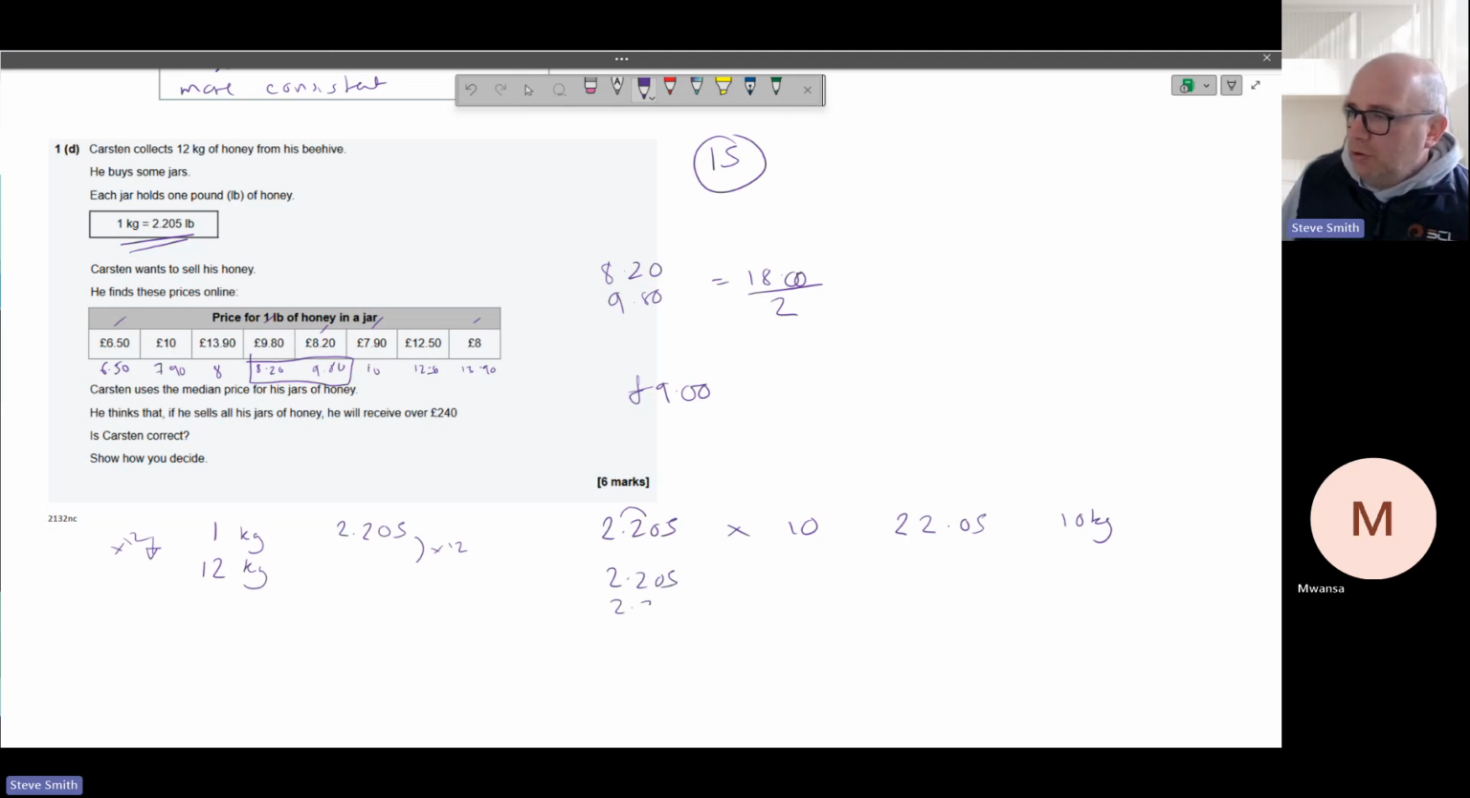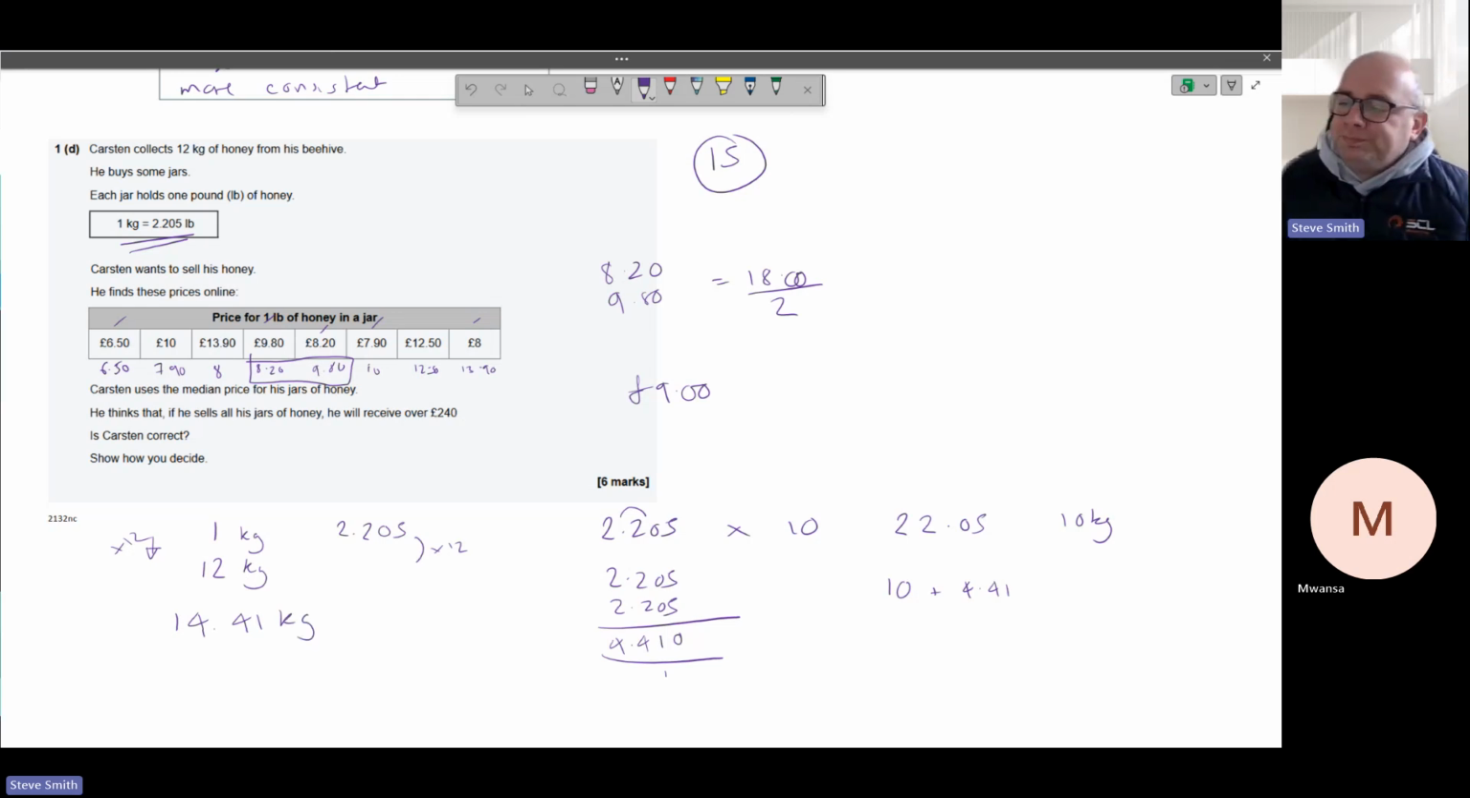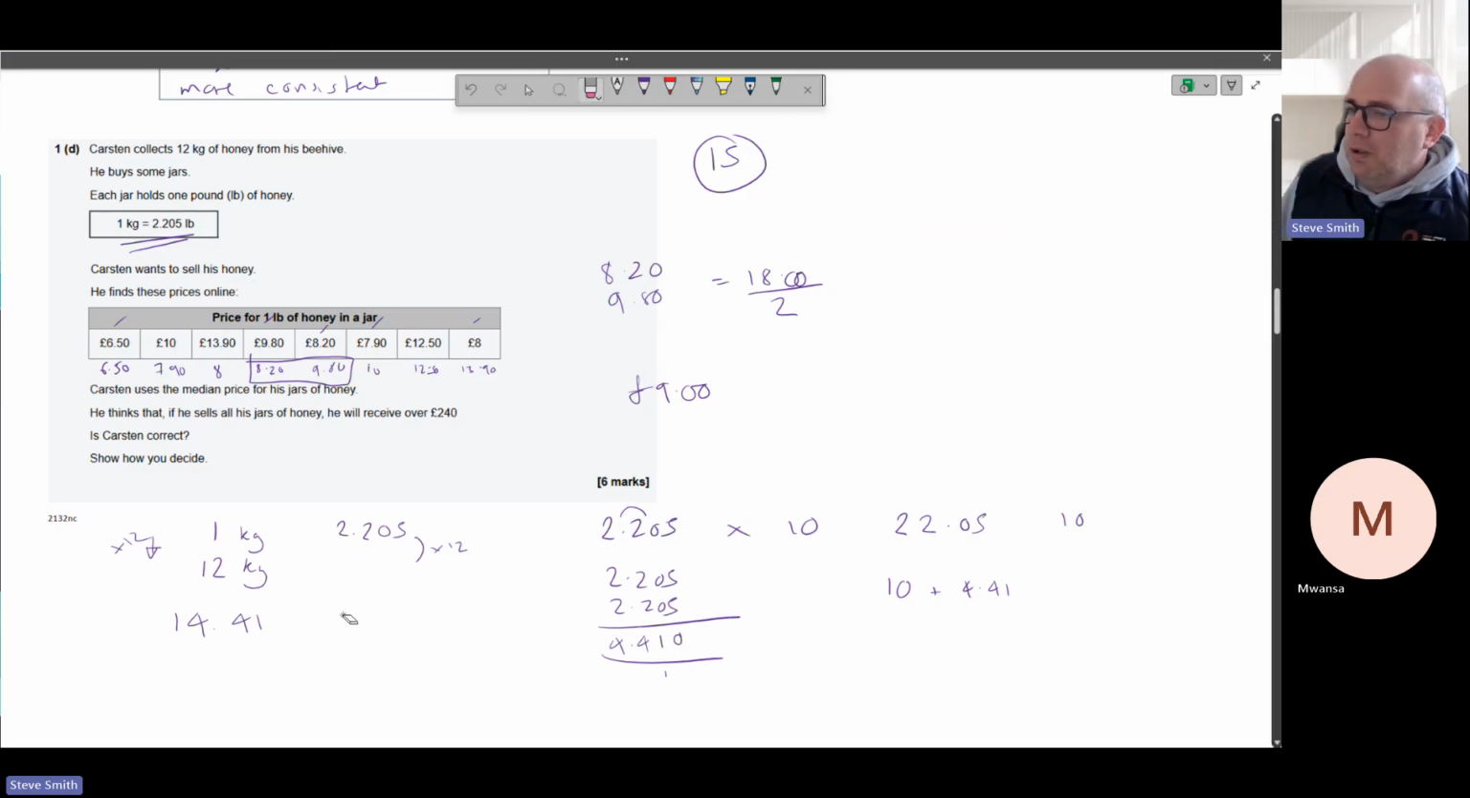2.205, 2.205. That's a 0 and a 1. That's a 0. So that becomes a 1. 2 add 2 is 4. 2 add 2 is 4. We've now got our 10 kilograms and our 4.41. So 10 add 4.41 is 14.41. We know he's got 14.41 kilograms of honey. Pounds, sorry, what we're talking about. Get rid of that then, because I wrote kilograms there.